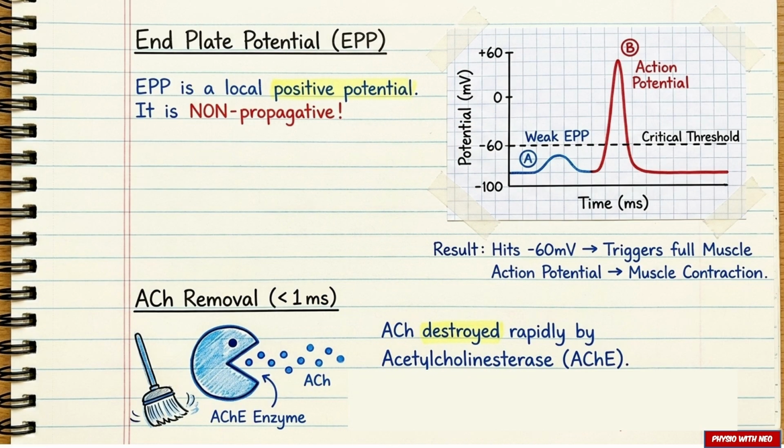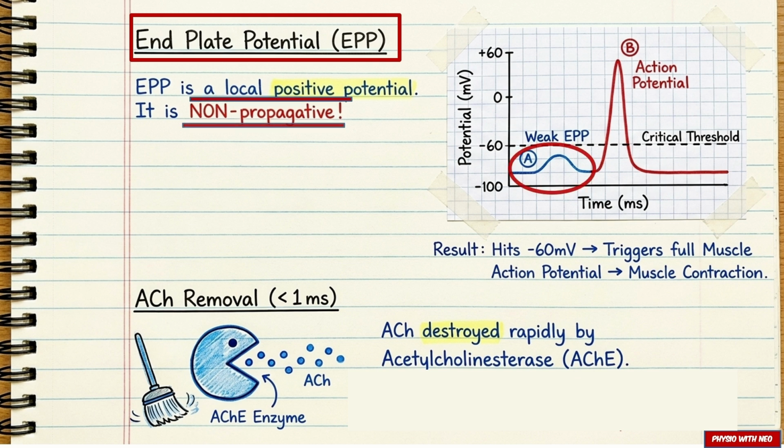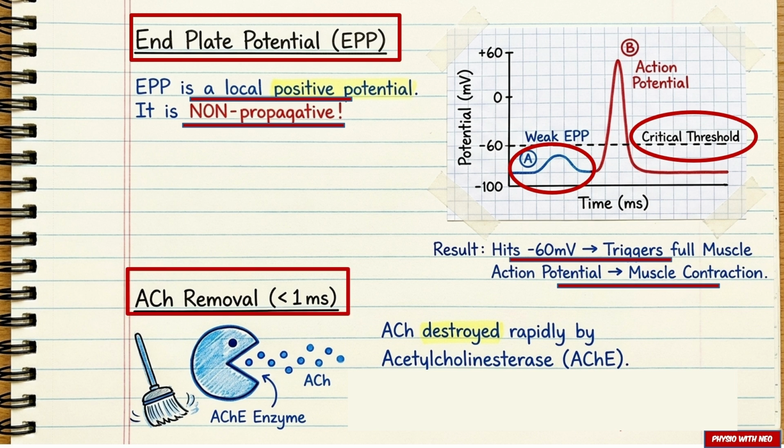Now comes another favorite university question: the end plate potential. End plate potential is a local positive potential, but it is non-propagative. It simply brings the membrane close to the threshold. When the threshold is reached, that is minus 60, it triggers a muscle action potential and causes muscle contraction. Now, the acetylcholine must be removed immediately. Who removes it? That is acetylcholinesterase. This happens within 1 millisecond. Remember, acetylcholine comes fast, but acetylcholine disappears even faster. Otherwise, continuous muscle contraction would occur.